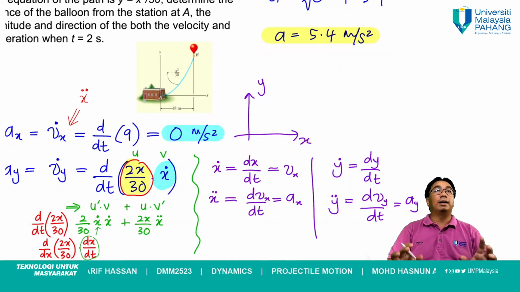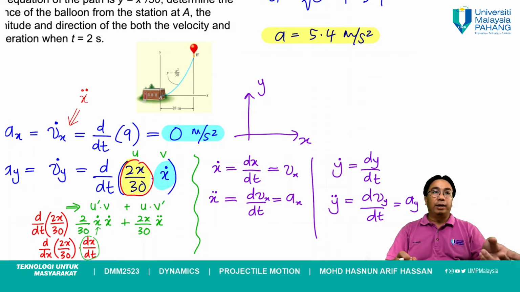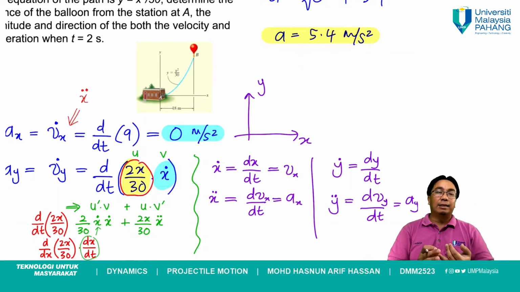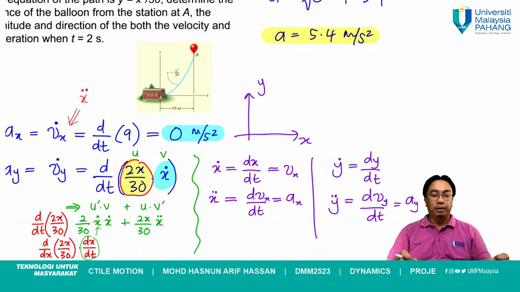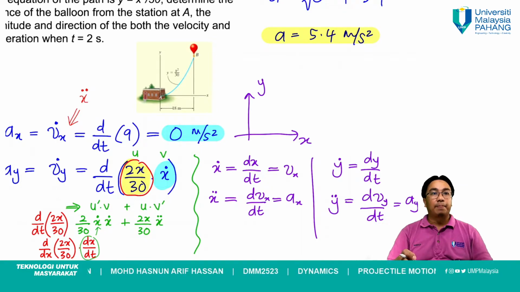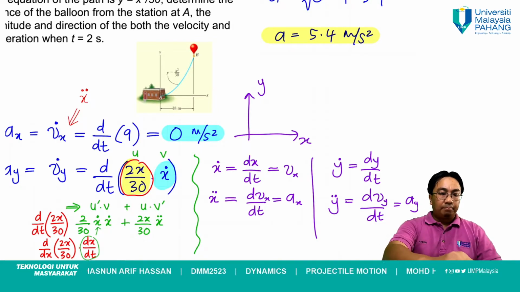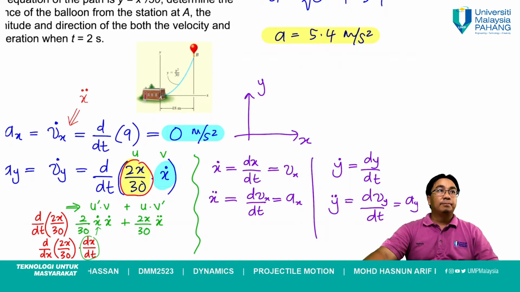So basically kita ada dua komponen lah. Setiap velocity dan acceleration tu ada dua komponen. Ada komponen in x, ada komponen in y axis. Okay? Jelas tu? Ada apa-apa soalan?